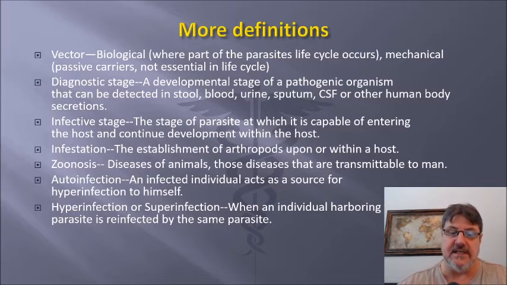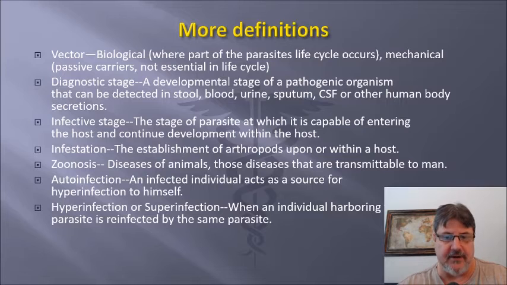Zoonosis is a disease of animals that is transmissible to man, or humans. Autoinfection is when an individual acts as the source of the infection to him or herself. Again, Strongyloides is a good example. As the egg stage of Strongyloides starts leaving the intestinal rectal area, sometimes this hatches ahead of time and the larva comes out and is able to penetrate the skin and auto-infect the person.